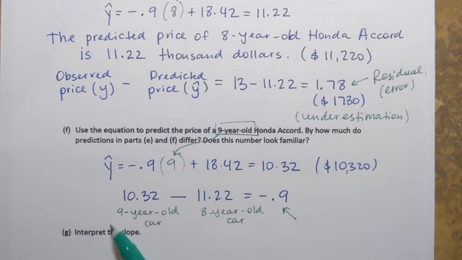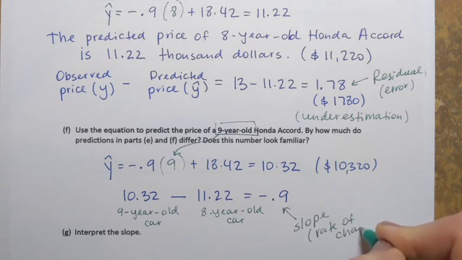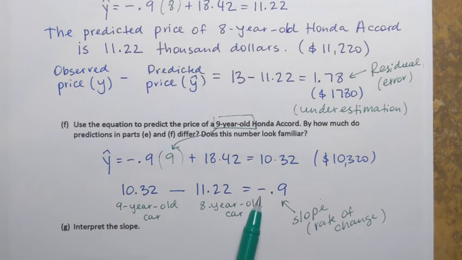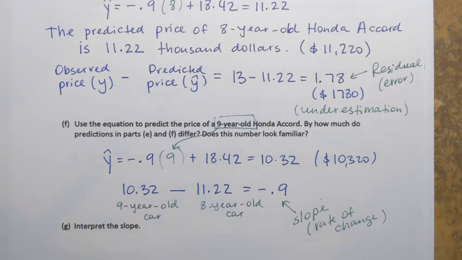We're going to talk about it in the next question, but I'll just write down here slope, which is the same as rate of change in statistics. And what does this number mean in the context of this operation that we just did? So we subtracted the prediction for a 9-year-old car and an 8-year-old car. So it looks like the price for a 9-year-old car, for a car that's 1 year older, is less by this amount.